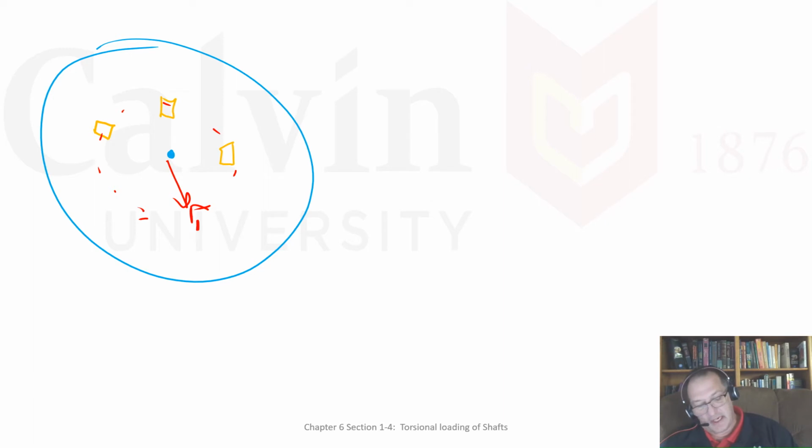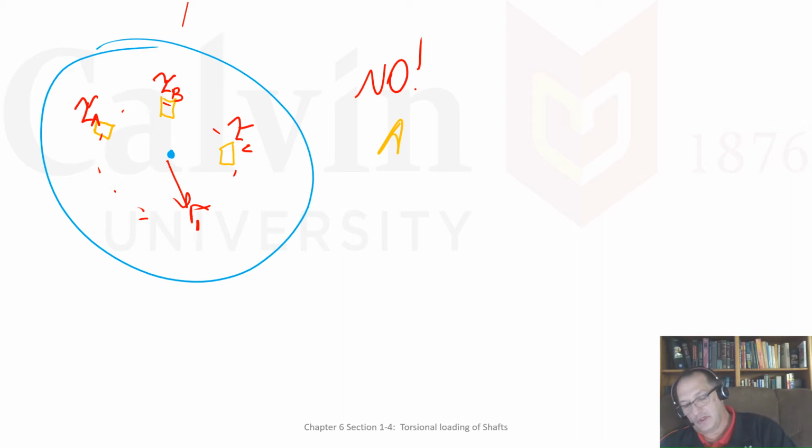And the first thing I do: does the stress change? Is the stress going on here at A different than the stress at B? Is it different than the stress at C, if they're all at the same radius? And the answer is no. Or it's an assumption. I am going to assume that this is axisymmetric.